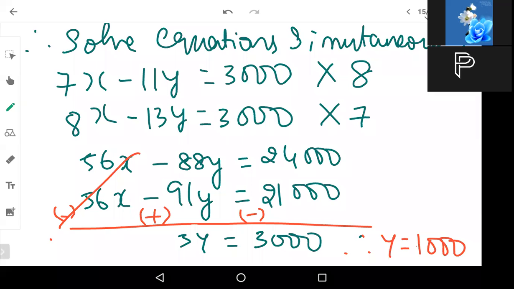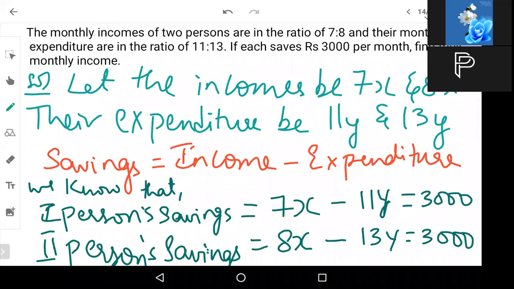So in the previous class, we were solving this. The monthly incomes of two persons are in the ratio of 7:8, and their monthly expenditure is in the ratio of 11:13. If each saves 3,000 per month, find their monthly income. Okay, so the first person income is 14,000, correct. And the second person income?